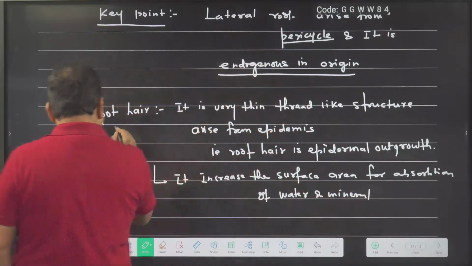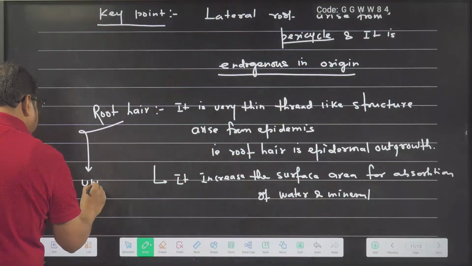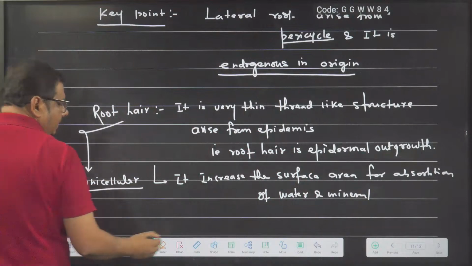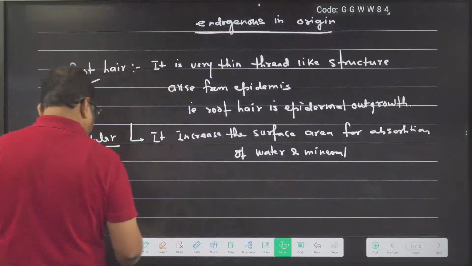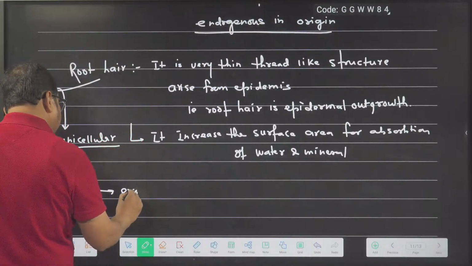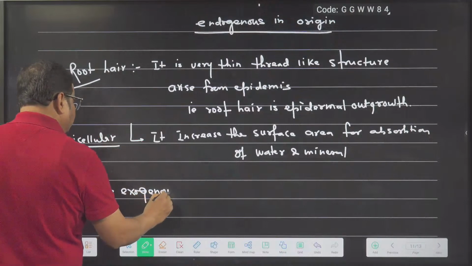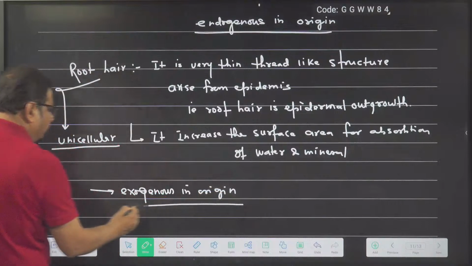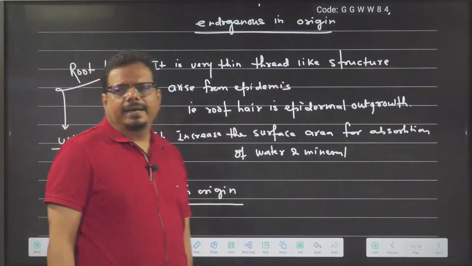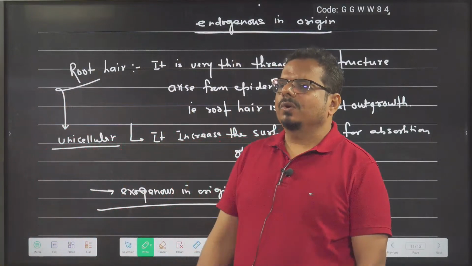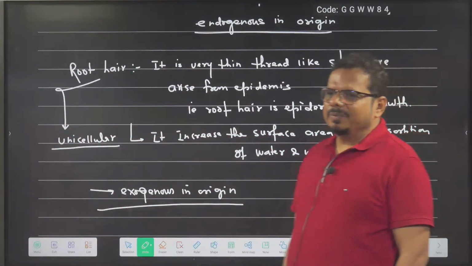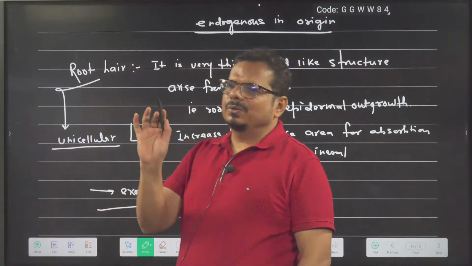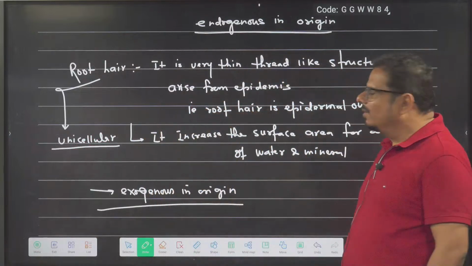And root hair is what basically? Unicellular structure. It is unicellular structure. Understanding the idea? And it is exogenous in origin. And both root hair and lateral root are only present in zone of maturation. They are not present in elongation zone. They are not present in meristematic zone. They are present in which zone? Zone of maturation. Don't forget this line.